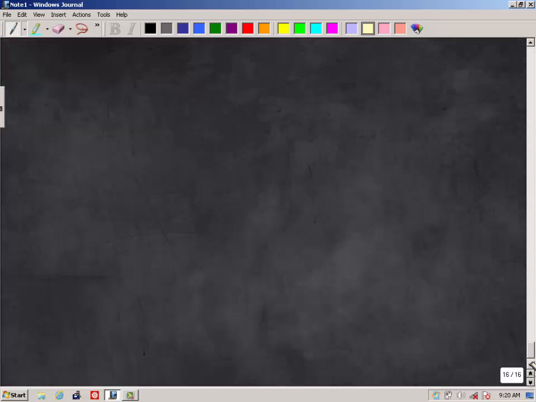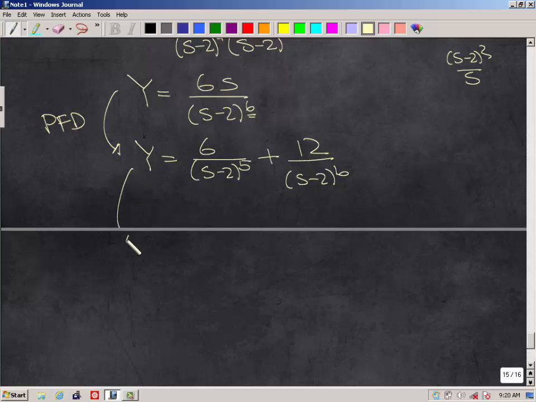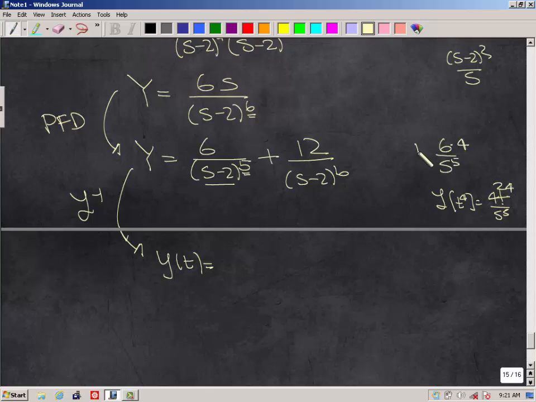So now we just need to do the inverse transform. Big Y becomes little y of t. Now we have 5 and we have s minus 2. If I didn't have that negative 2, it would look something like this. N would be 4. So if you take the Laplace of t to the 4, you'd end up with 4 factorial over s to the 5. So 4 factorial is 24. So I have a 6. I need what to make it 24? I need a 4 on the top. I'll divide by a 4. So that'll give us this.